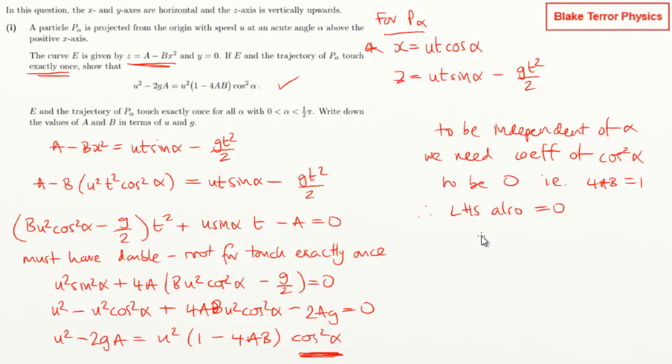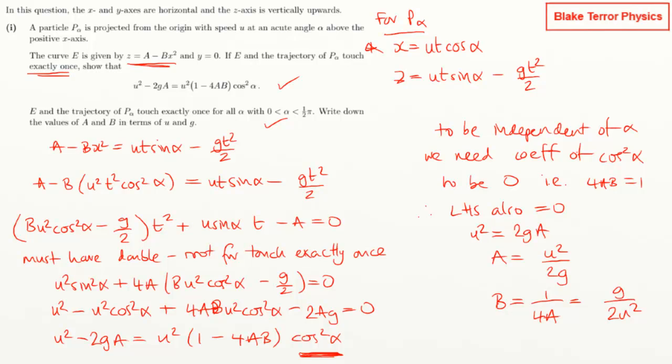we've got 4ab equals 1, and that means therefore the left hand side also equals 0, so we've got that u squared equals 2ga. So a is equal to u squared over 2g, and b is equal to 1 over 4a. So that is 2g over u squared divided by 4, so that's g over 2u squared. Okay, so that's a and b. Is that what we wanted? To write down a and b in terms of u and g, which I've done. Right, okay, so that's part 1 done.